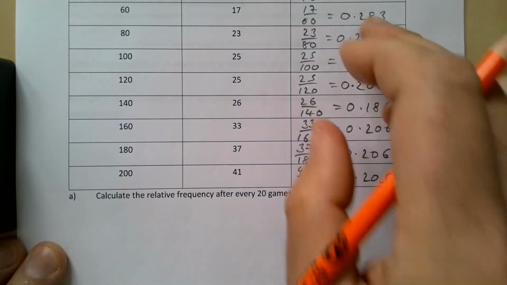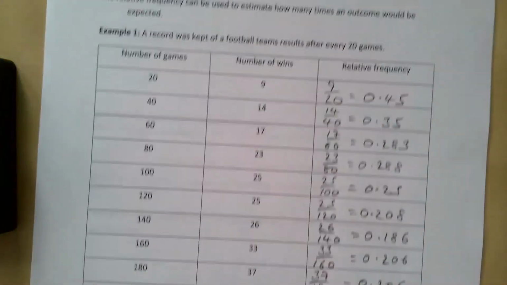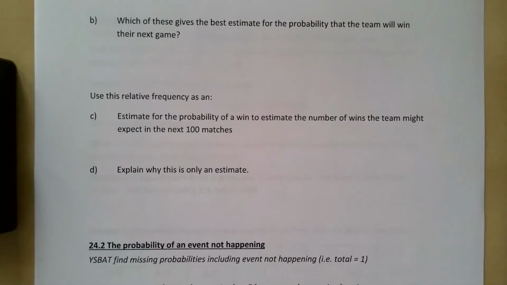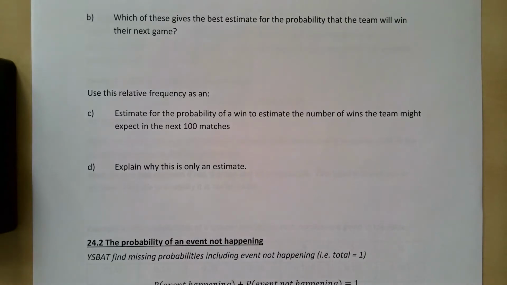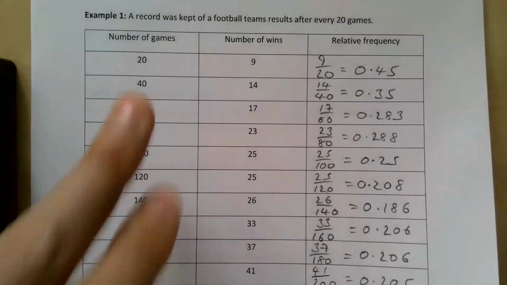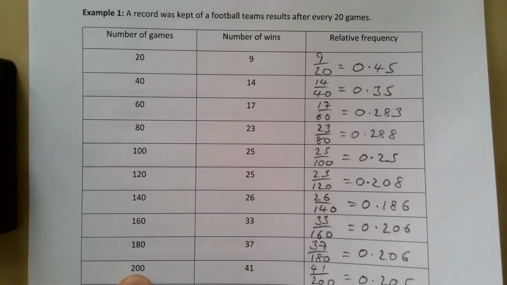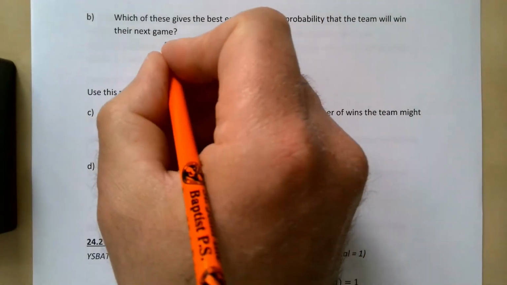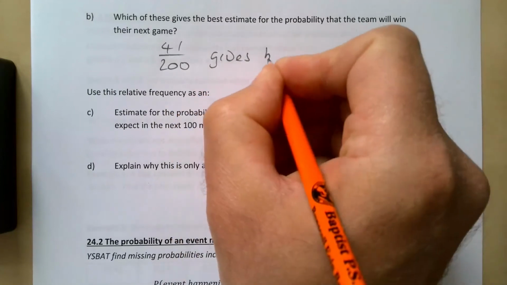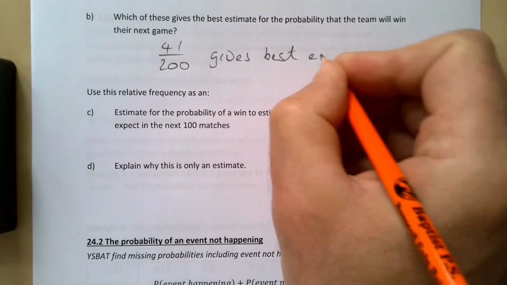Those are the relative frequencies. That's the probability as you start to work them out. Let's see what the question asks us. Which of these gives the best estimate for the probability that the team will win their next game? The more data we have, the more accurate it's going to be. So if we look back to our previous page, this one's over 200 games, whereas this one here is only over 20 games. So 41 over 200 gives the best estimate.